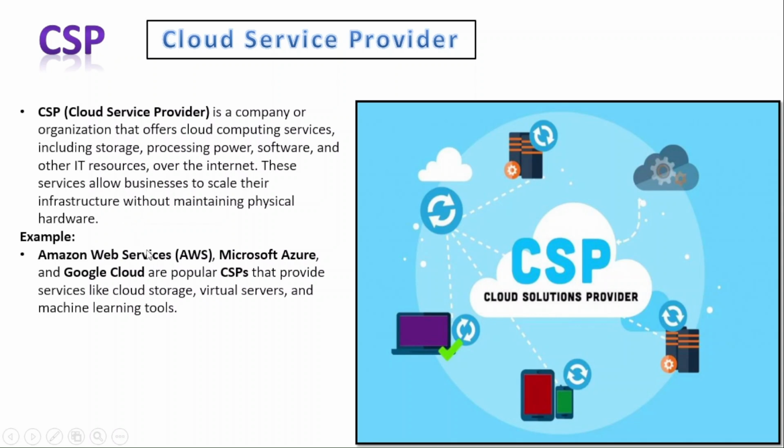Example: Amazon Web Services, that is AWS, Microsoft Azure, and Google Cloud are popular CSPs that provide services like cloud storage, virtual servers, and machine learning tools.